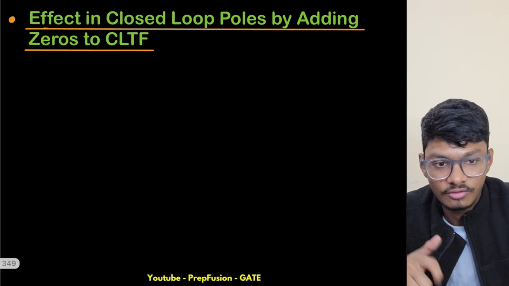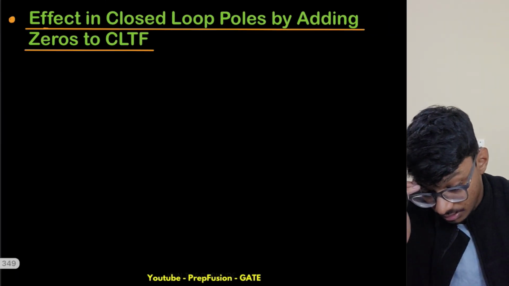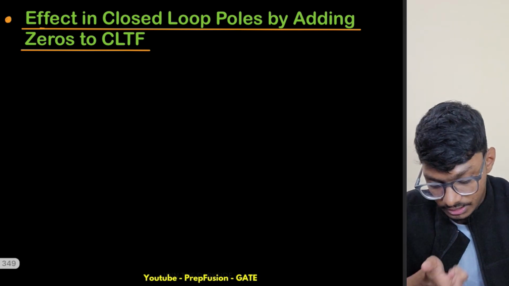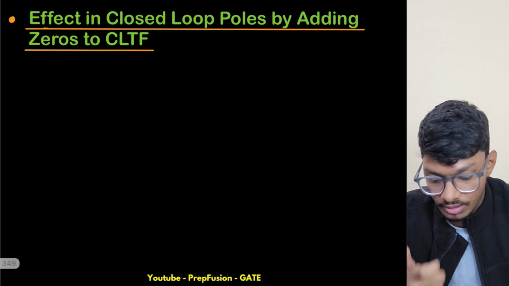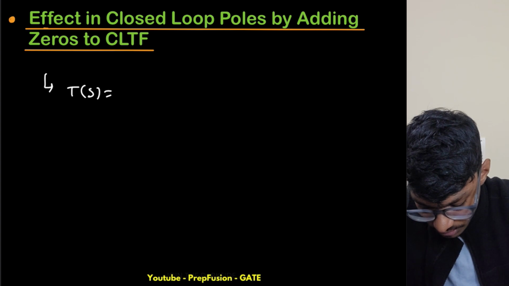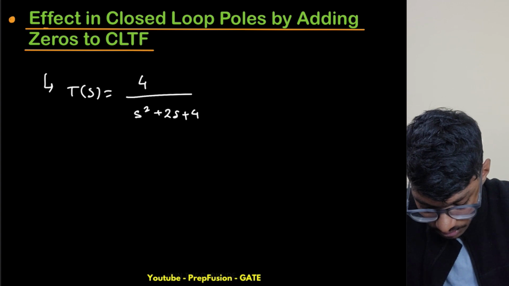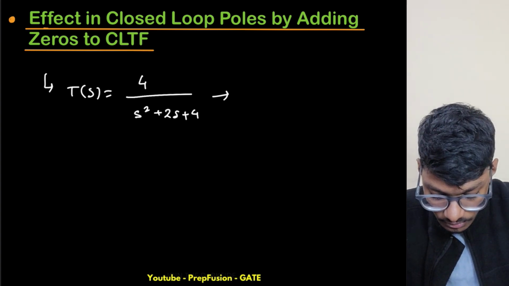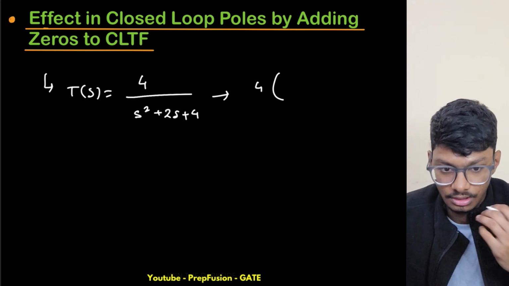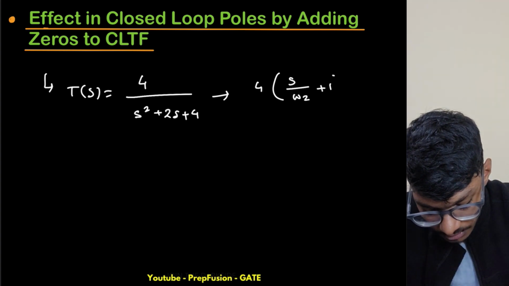Now let's study the effect of closed loop poles by adding the zeros basically. So yeah, effect of closed loop poles by adding zeros to CLTF. Now if we add the zeros to the CLTF, what will happen? So initially, let's say my transfer function is something like this: 4 upon s square plus 2s plus 4. Now if I add a closed loop zero, which is, let's name this as s upon omega z plus 1.